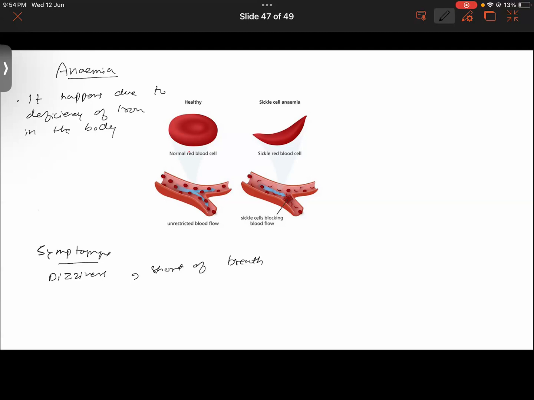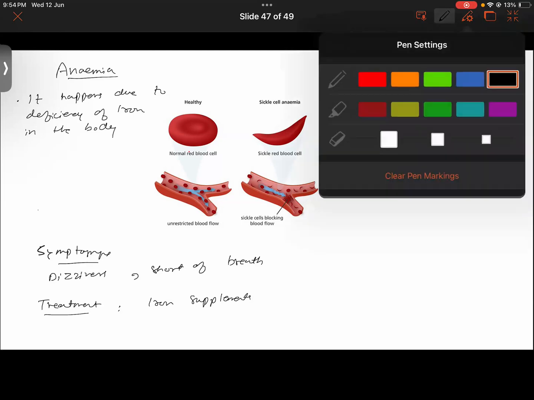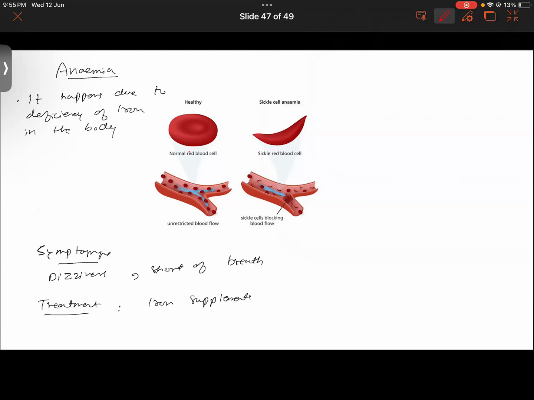So treatment includes taking iron supplements and a diet that is rich in iron. So basically, what is going to happen when you look at these blood cells? In the red blood cells, you have a red pigment called hemoglobin, and that hemoglobin is made up of iron.